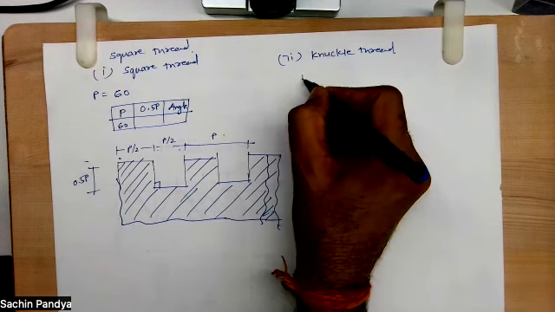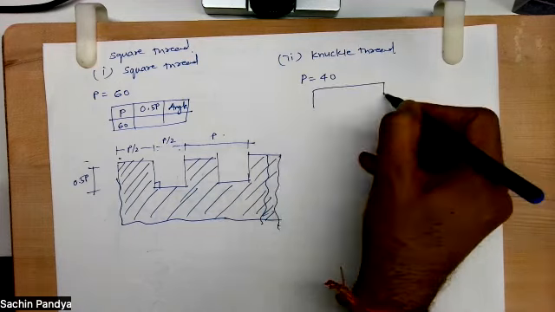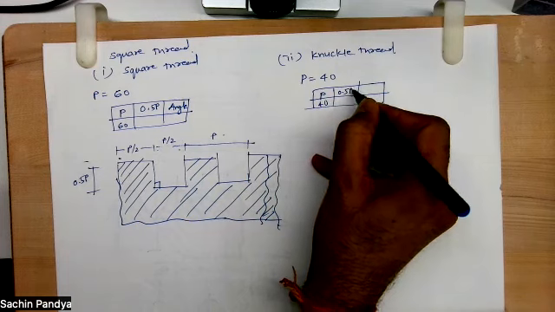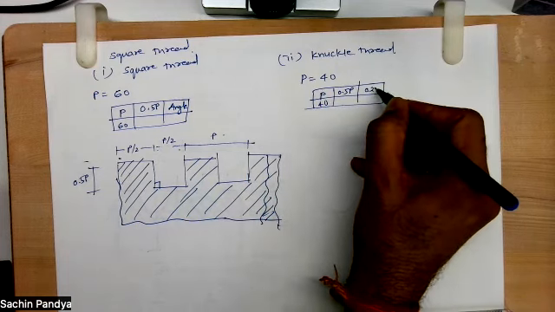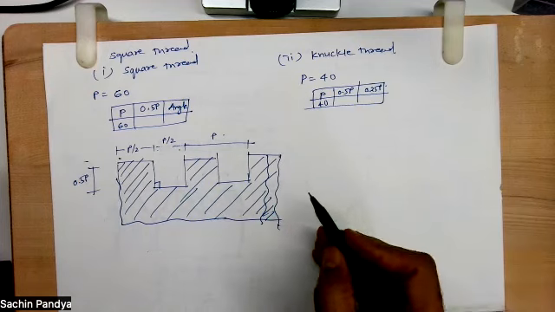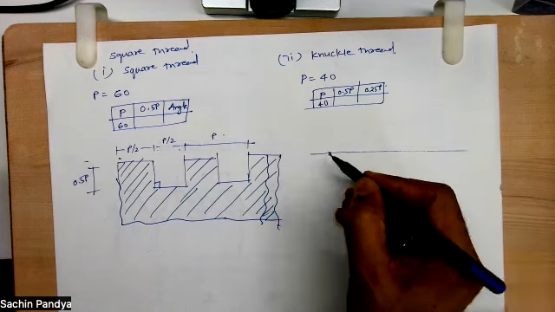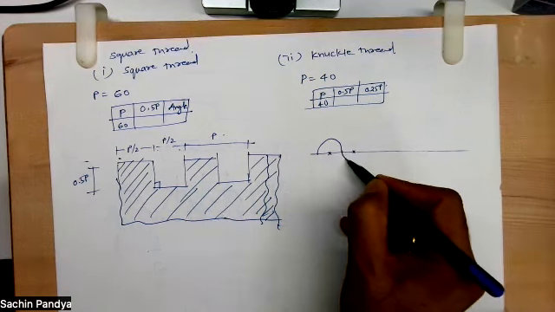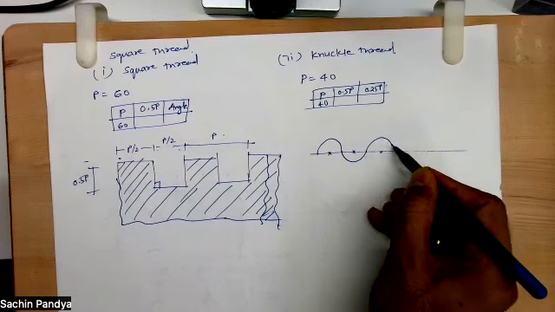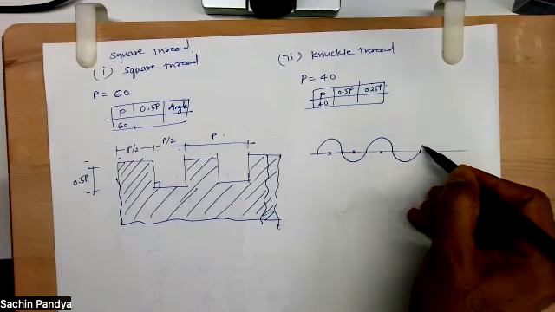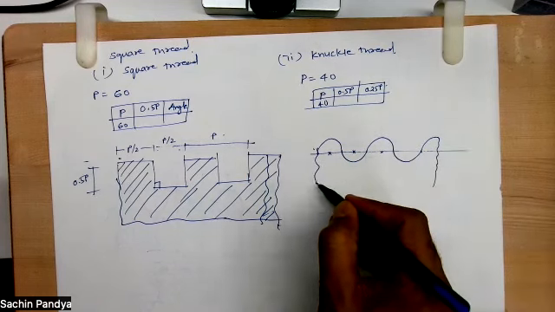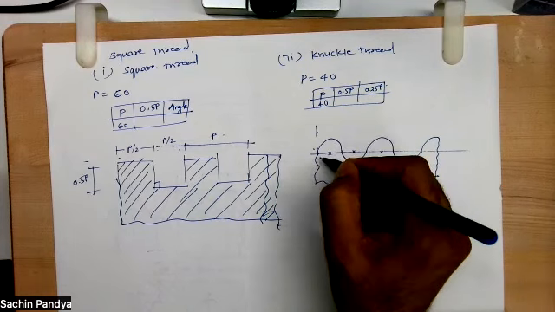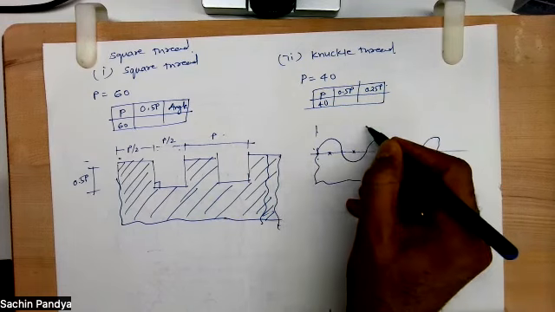Now we have knuckle thread. In knuckle thread also, let's say P is equal to 40. So again, you find out the value of P, 0.5 P and 0.25 P. So in this, what you need to do, you draw one line and you draw a radius. And then you mark the center. Again, you draw a radius. This way you keep on drawing circles. Now the distance from this starting point to this starting point is the pitch.